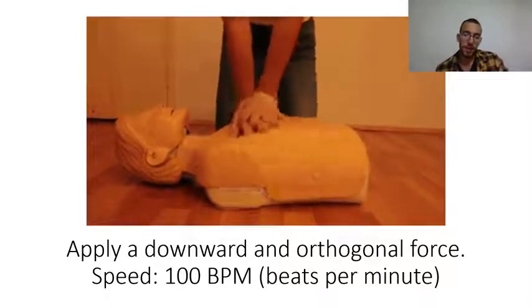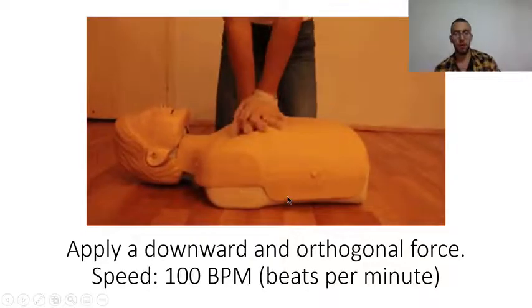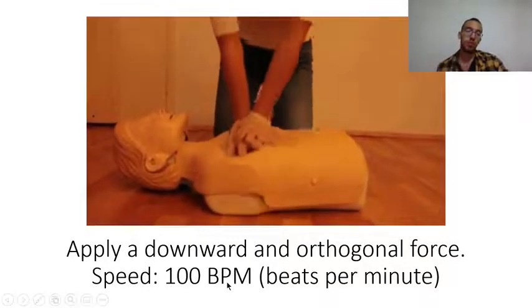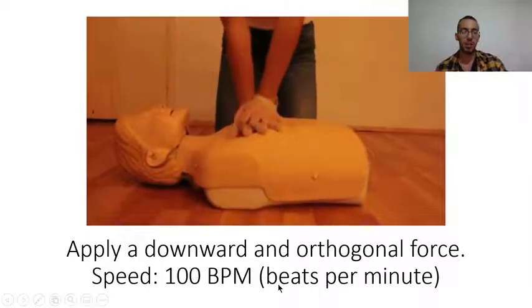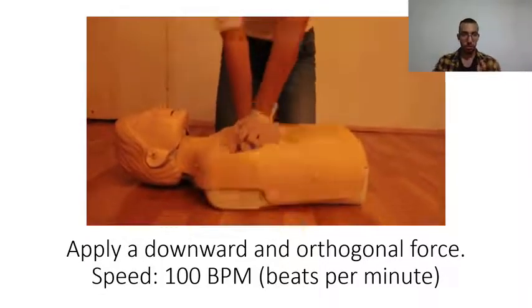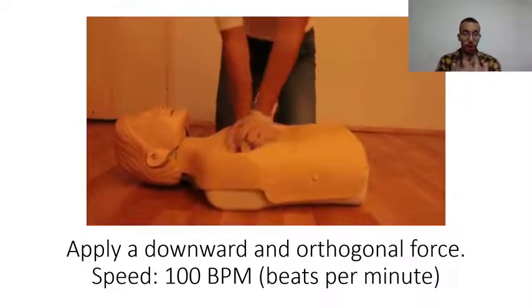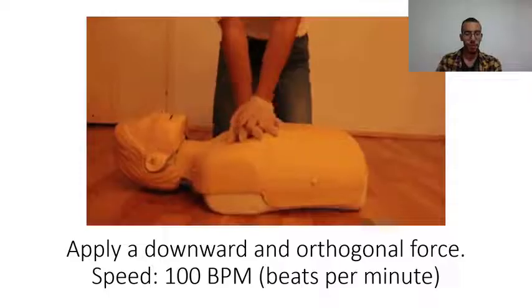Okay, and we're applying a downward orthogonal straight force, with a speed of 100 beats per minute. What does that mean? In a minute, if I have a chronometer and have 1 minute, I have to apply 100 beats in that minute, and it should be rhythmic.